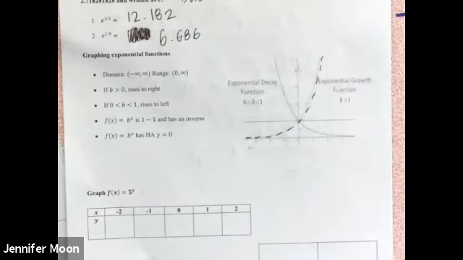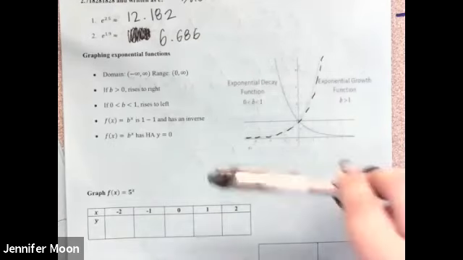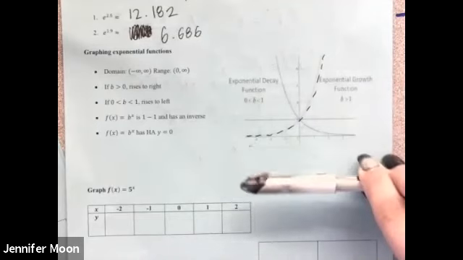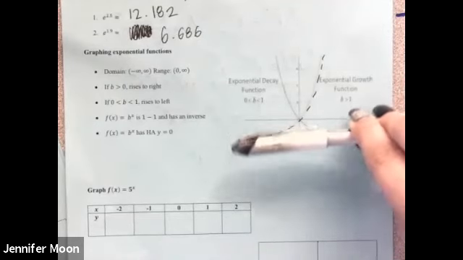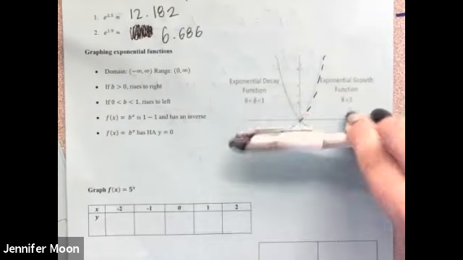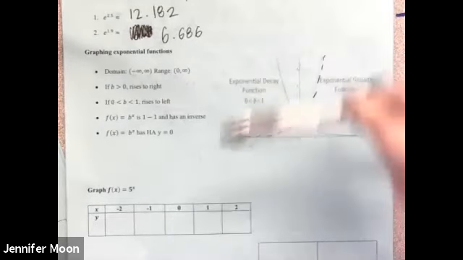The range of exponential functions is 0 to positive infinity, because your range is your y values, right? That goes like this. And you notice on your y-axis, you start right here. That's where your graph starts. So that's why it's 0. And then it goes up forever. That's why it goes to infinity, right?